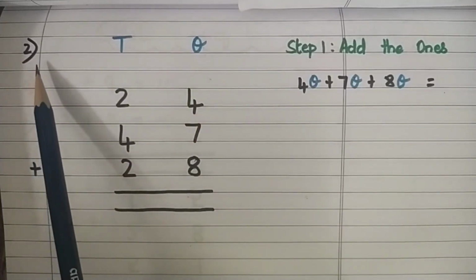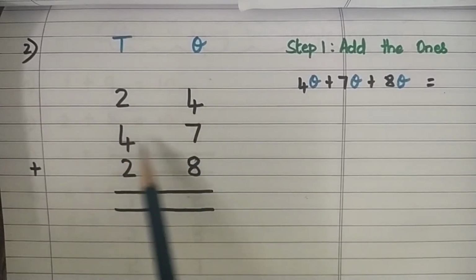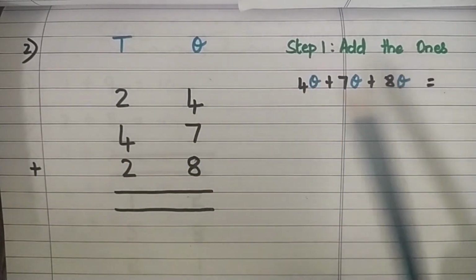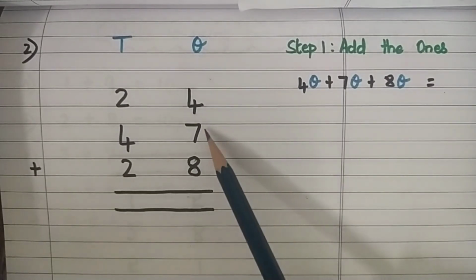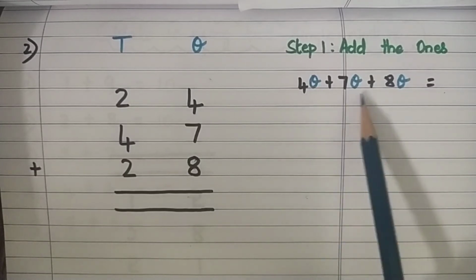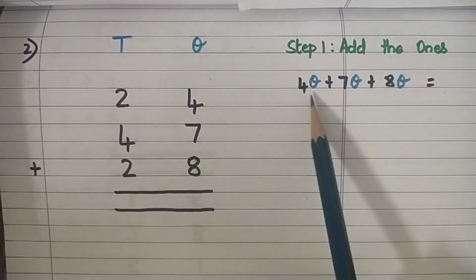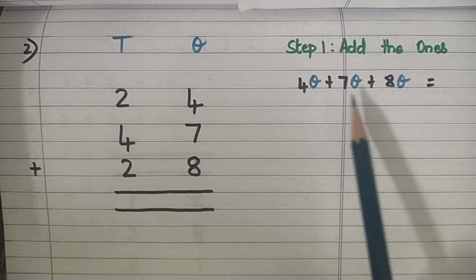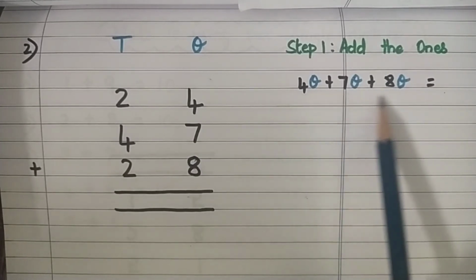Let us see another example, children. Addition of 3 two-digit numbers. Step 1. Add the ones. In the ones column we have 4 ones, 7 ones and 8 ones. 4 ones plus 7 ones plus 8 ones. While adding 3 numbers, first we need to check which two numbers make a 10.